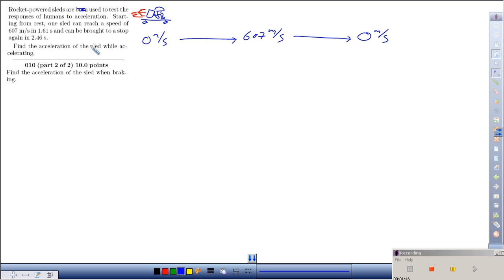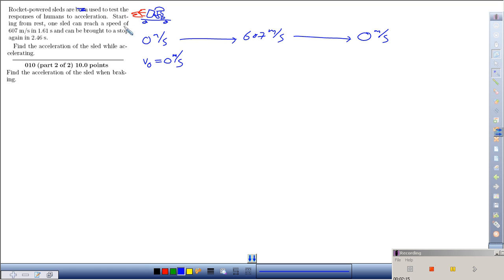So finding the acceleration of the sled while accelerating is going to be this first part of the question. And later on, I'm going to find the acceleration of the sled when braking. Well, that's going to be this second part of the question. So now I think I'm ready to go. I just care about the 0 going up to 607 meters per second. So what I can identify is that my initial velocity is 0 meters per second.